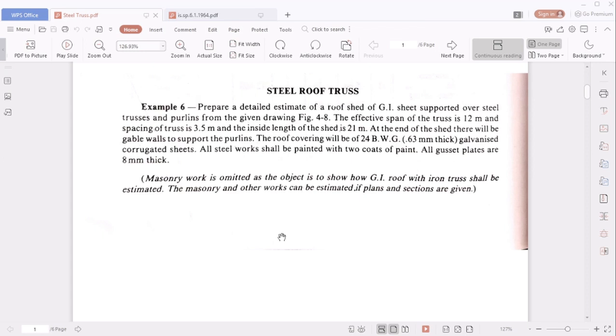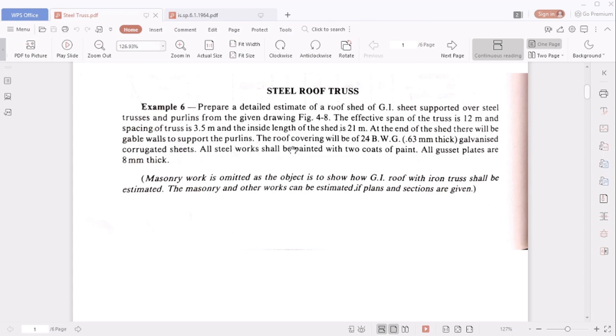Prepare a detailed estimate of a roof shed of GI sheets supported over steel trusses and purlins from the given drawing, figure 4.8. The effective span of the truss is 12 meters and the spacing of the trusses is 3.5 meters, and the inside length of the shed is 21 meters. At the end of the shed there will be a gable wall to support the purlins.